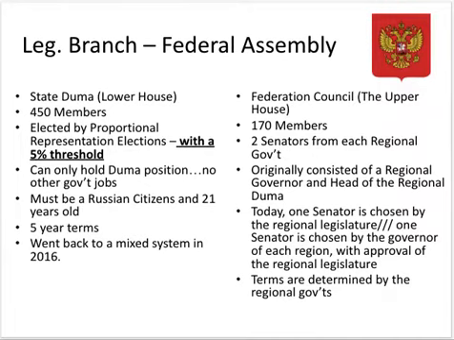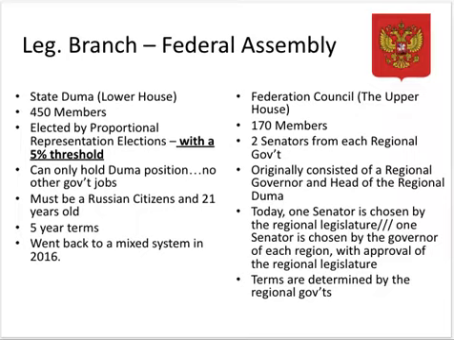So looking at their Federal Assembly and their legislative branch made up of 2 houses, the State Duma, 450 members, half are elected single-member districts, the other half in proportional with a 5% threshold. So basically that party has to get at least 5% of the vote in order to get 1 seat. Can only hold Duma position, no other government jobs, must be 21, it's a 5-year term, and this mixed system began again in 2016. The Federation Council then is known as the Upper House, 170 members, 2 senators from each region.